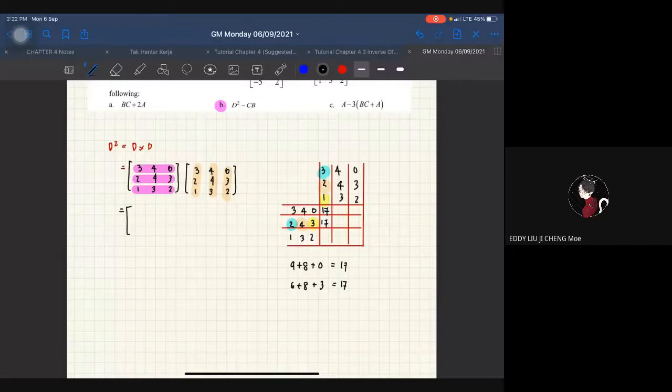Can someone tell me the final answer? Jawapan akhir? Kejap ya. 14. 14 kat bawah. Okay.